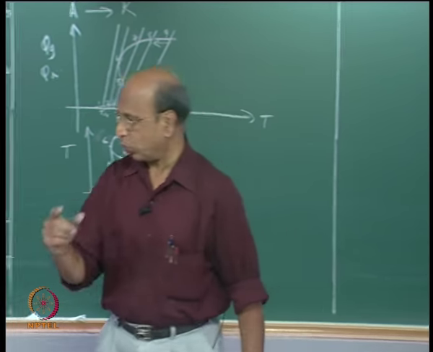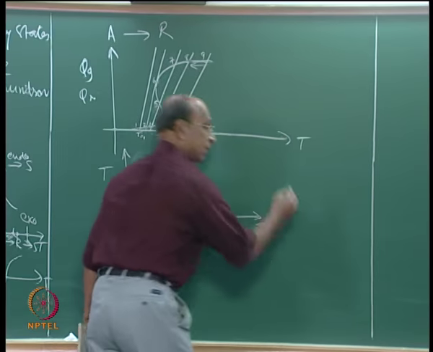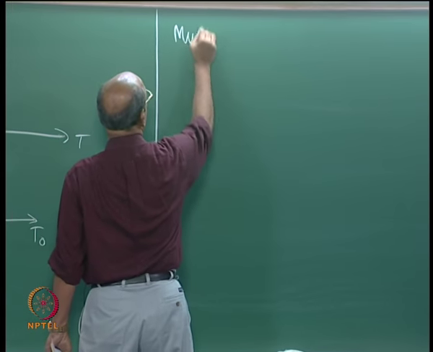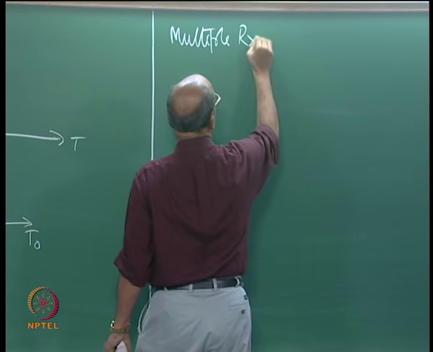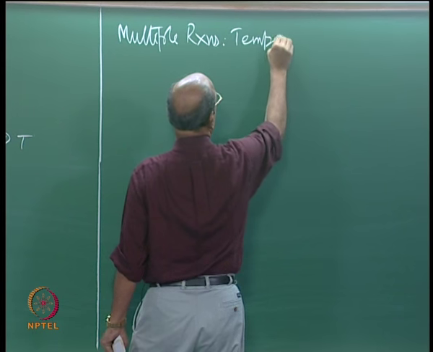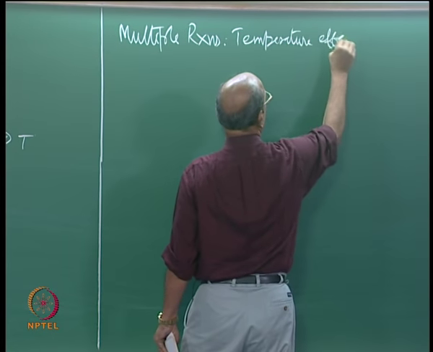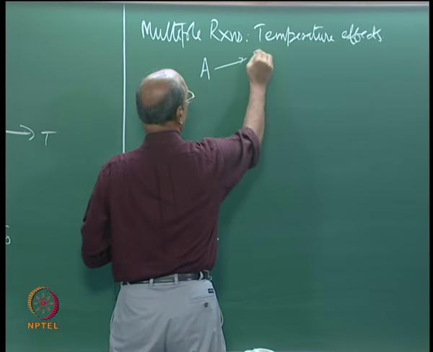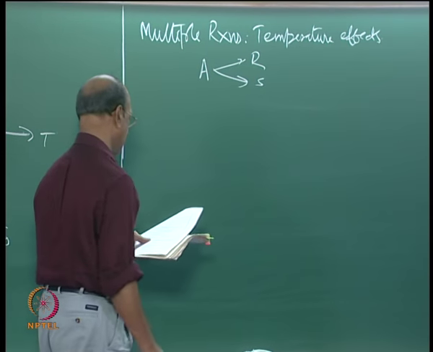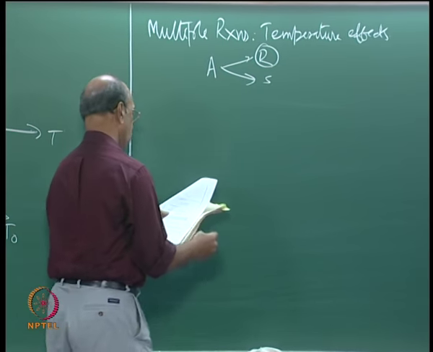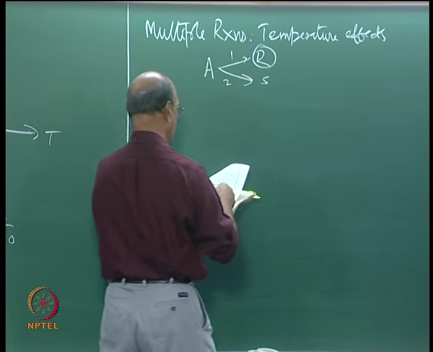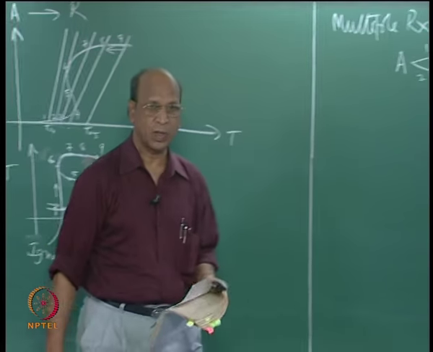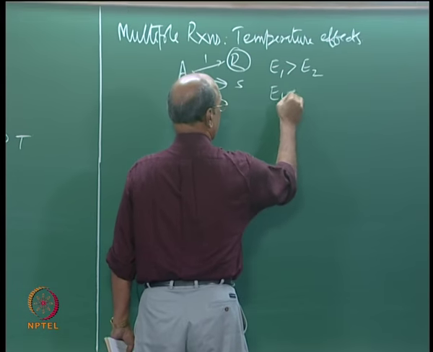Okay. So, that information I told you that when we discuss non-isothermal reactors, we will discuss that. Quickly, I will go through. That is multiple reactions, temperature effects. So, if I have A going to R and A going to S, this is the desired one. Here these are reactions one and two. I have a case where E1 is greater than E2, and the other case is E1 less than E2.